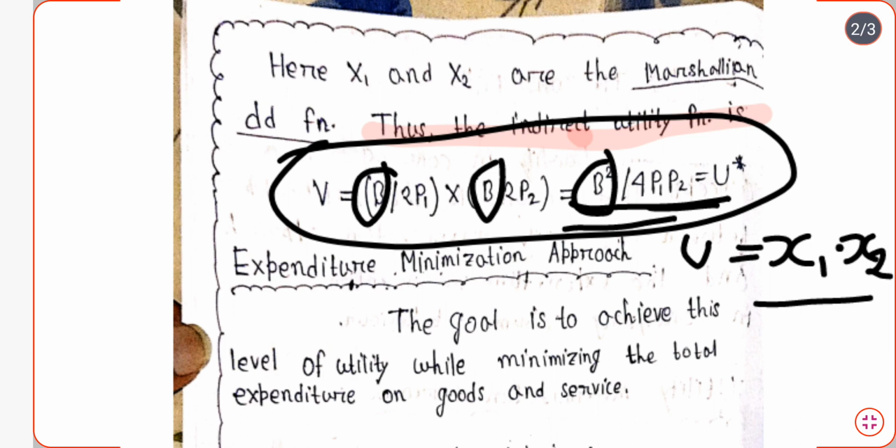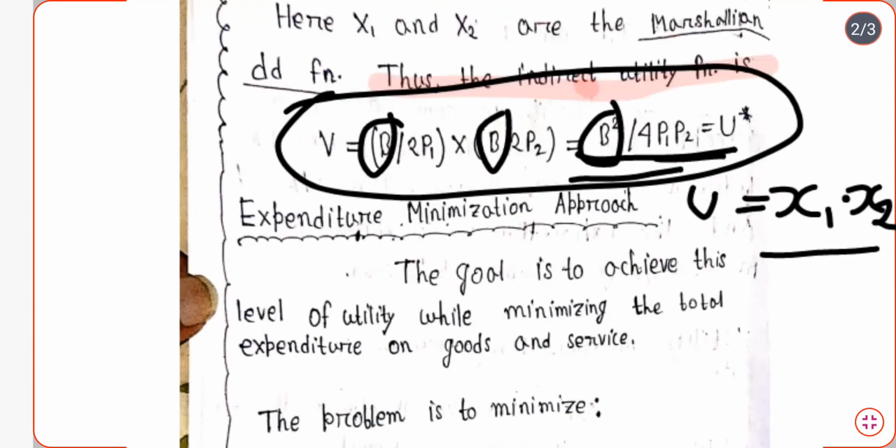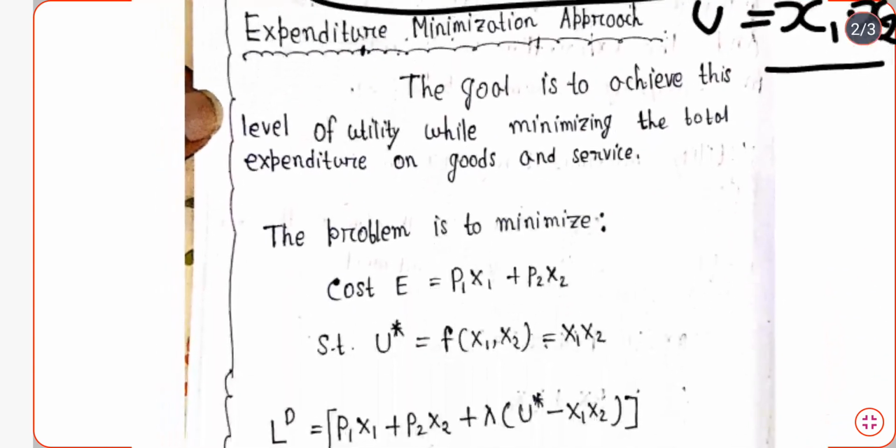Now we are going to take the conversation forward towards the expenditure minimization approach. Till now we have been studying the utility maximization approach, where we maximized our utility by determining the indirect utility function. Now we will go to the expenditure minimization approach. In the expenditure minimization approach, our goal is to reach the same level of utility, but we also want to minimize our cost or our expenditure on goods and services. Now what is our problem here?